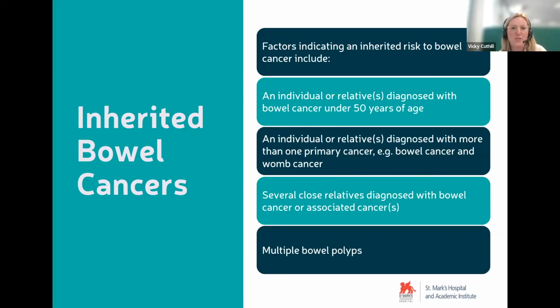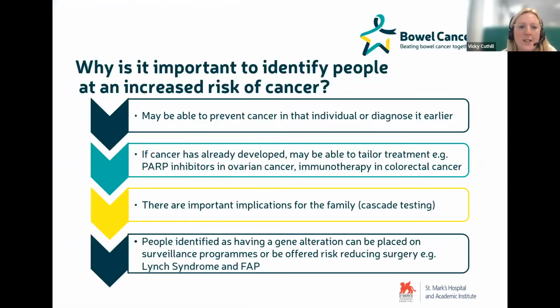So just moving on, a reminder of when we might be worried that somebody might have an inherited bowel cancer. So members of the family or the individual sitting in front of you who's under 50, somebody who's been diagnosed with more than one primary cancer, if you have several close relatives in the family diagnosed with a bowel or associated cancer, and obviously if you have multiple bowel polyps, that may indicate a polyposis syndrome as well.